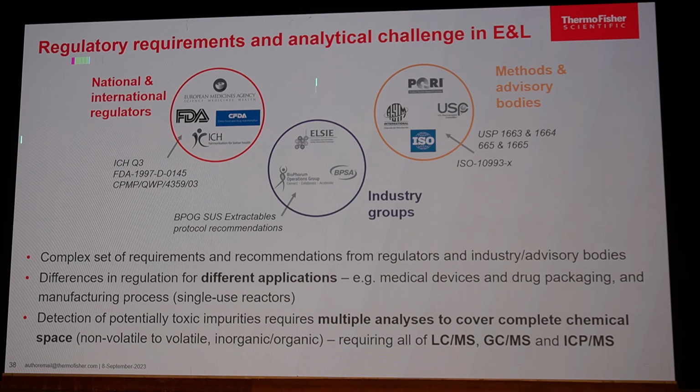So there are different regulatory bodies which have already given some guidelines to the industry, like ICH Q3, which talks about the impurities. Then FDA is also publishing. Then there are some industry groups like BPOG or LC, they are also publishing their guidelines. Even the Pharmacopoeia USP has also published different chapters, 1663 on extractables and 1664 on leachable studies.